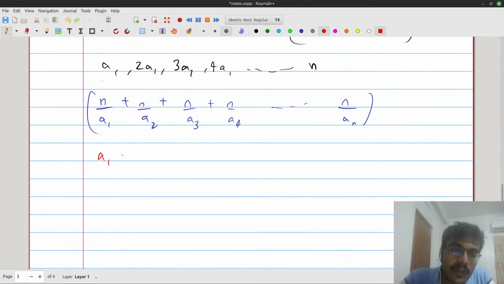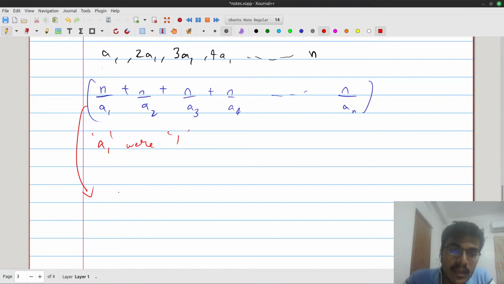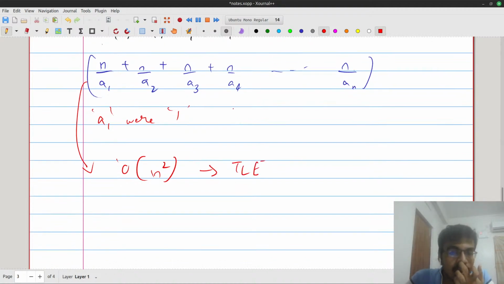So if all the A's were 1, then actually this will be O of n squared, right? This will be O of n squared, and that will lead to TLE. So if all the A's are something like 1, then we'll definitely get a TLE. But what is the correct solution then?